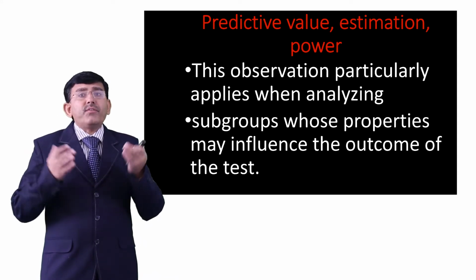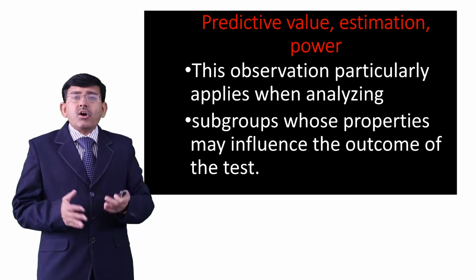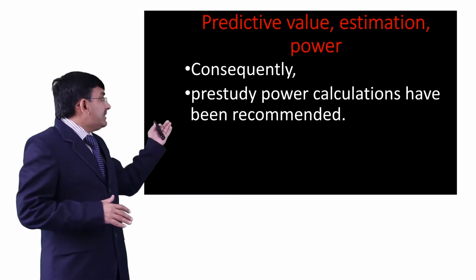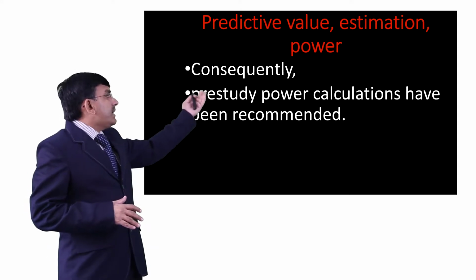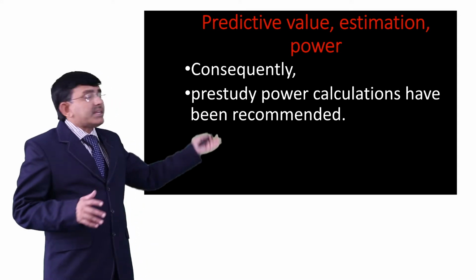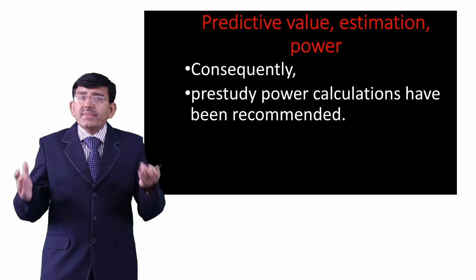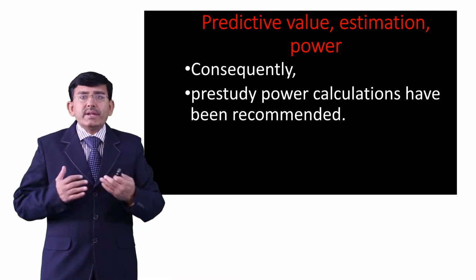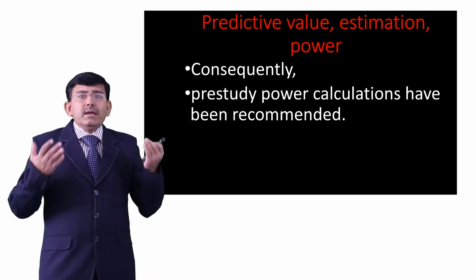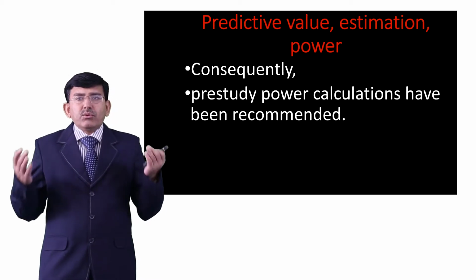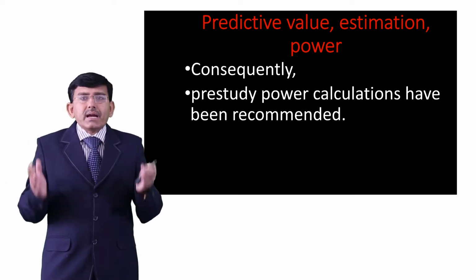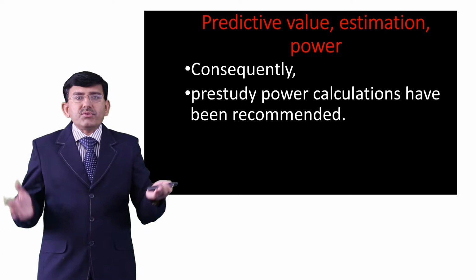Means a few of the data points with very high results, outliers on either the positive or negative side, may sometimes affect the other subjects which are included. Consequently, pre-study power calculation has been recommended for such a situation.